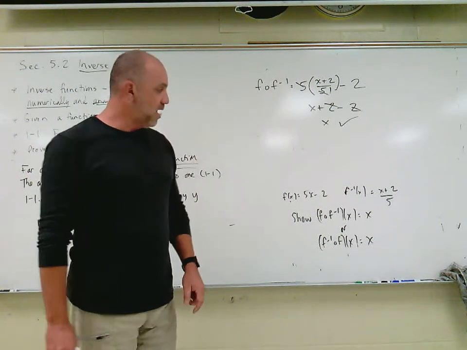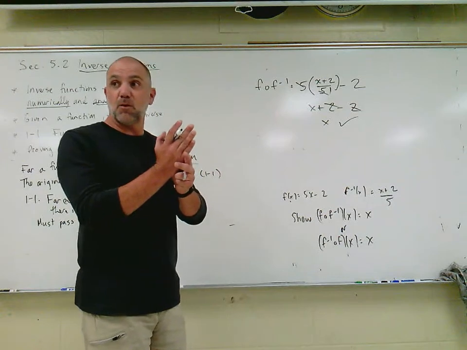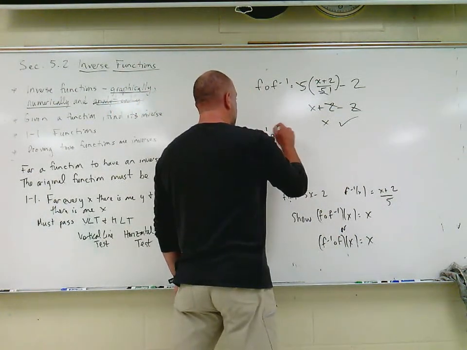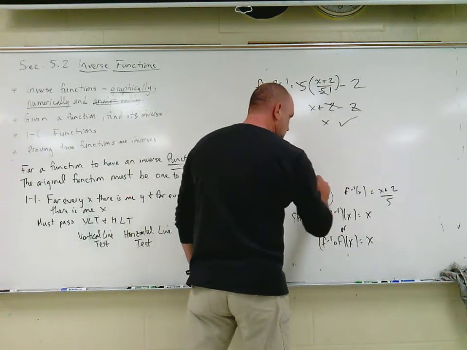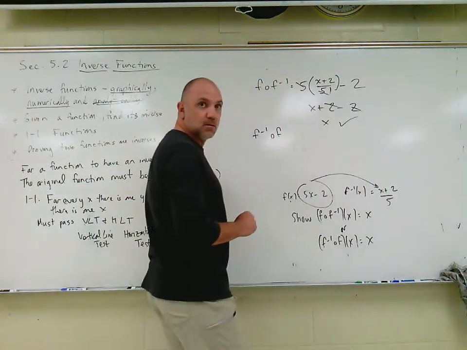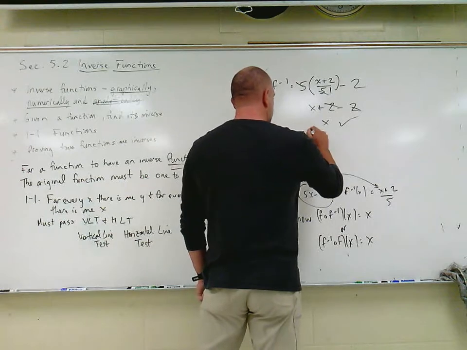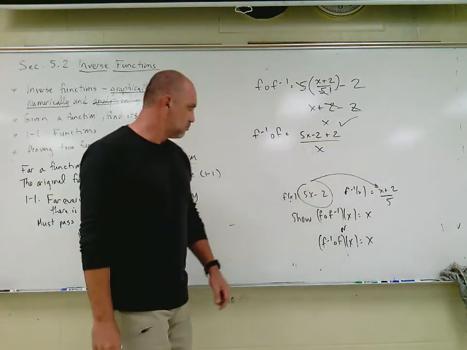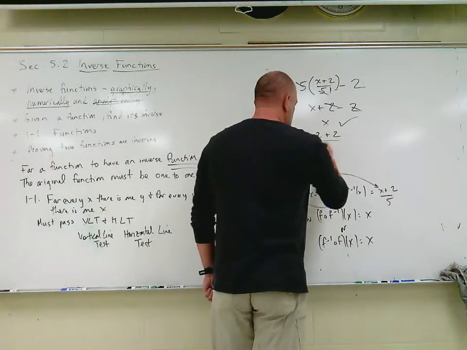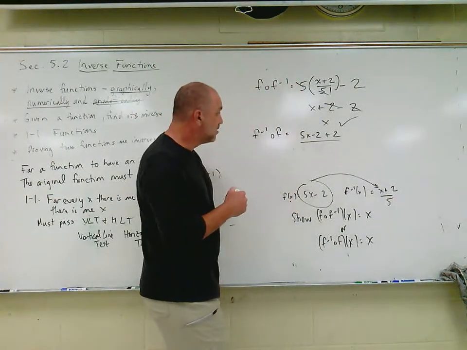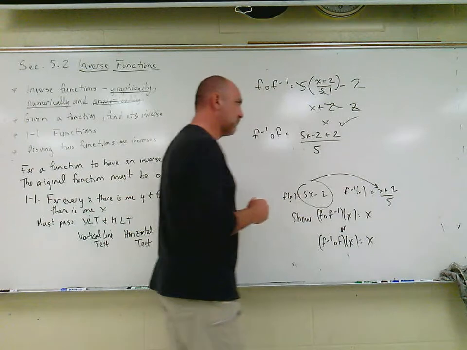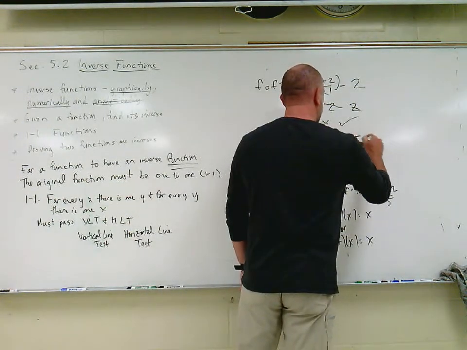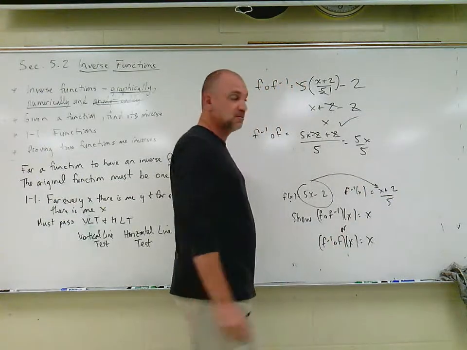Okay? Now, remember what I said, it doesn't matter which way. You could do f inverse of f. So now I'm going to take this one and sub it in here. So it should be 5x minus 2 plus 2 all over, I'm sorry, not over x, over what? 5. All right, what would happen first? The 2's cancel, you're left with 5x over 5. What happens to the 5's?